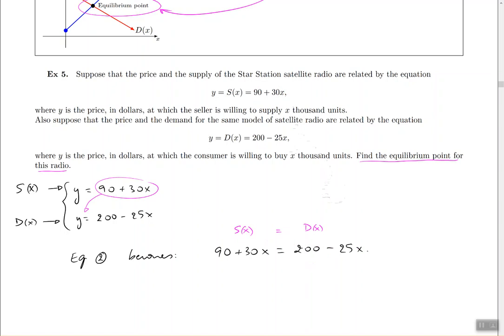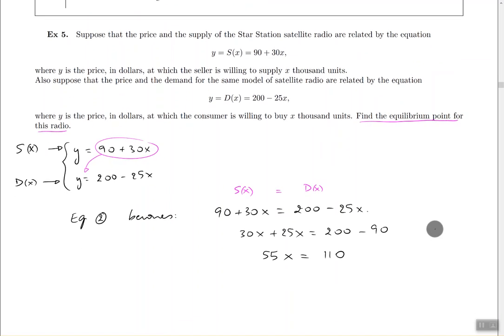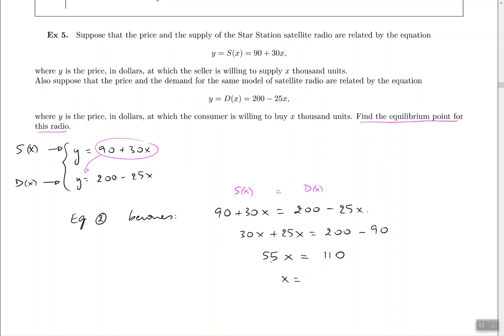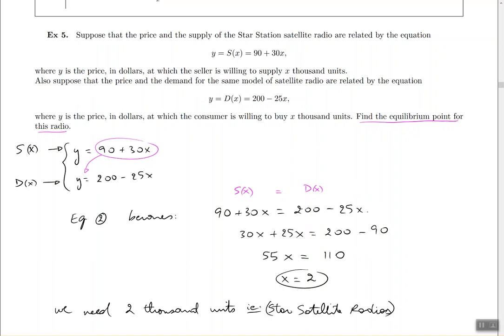So I didn't have to write it as a system, even though I can. In any case, I want to solve for x. First, I'm going to move all the x's together to one side, and all the numbers together to the opposite side. This means that 55x is equal to 110. So x is 110 divided by 55, which is 2. So 2 represents the number of units, and keep in mind that x is in thousands. So I need 2,000 units. In other terms, I need 2,000 satellite radios.